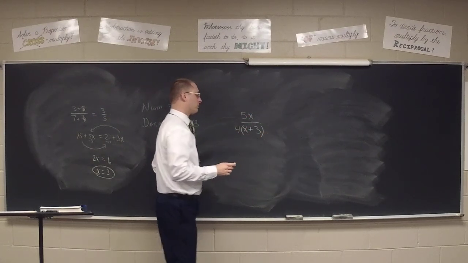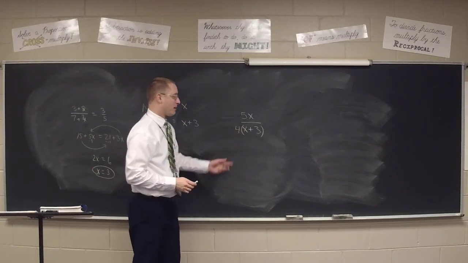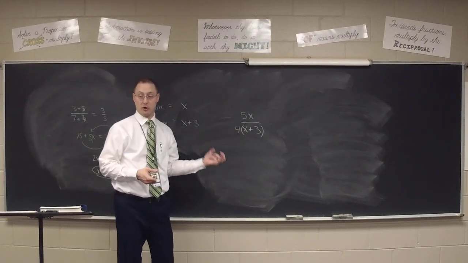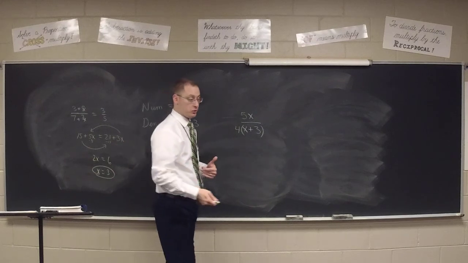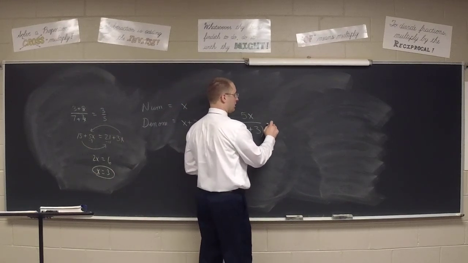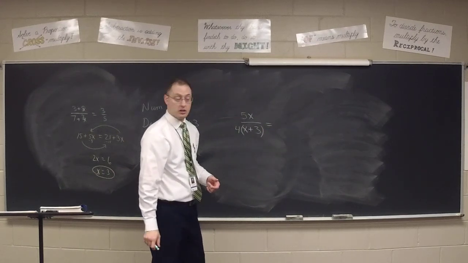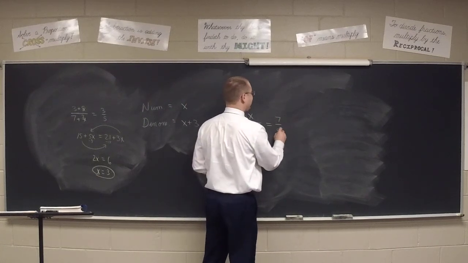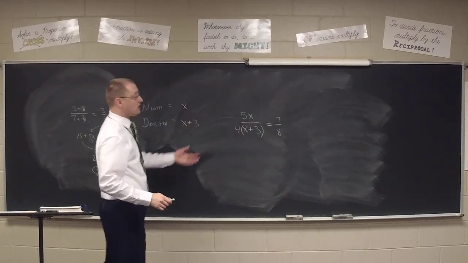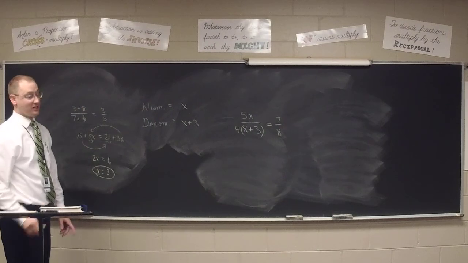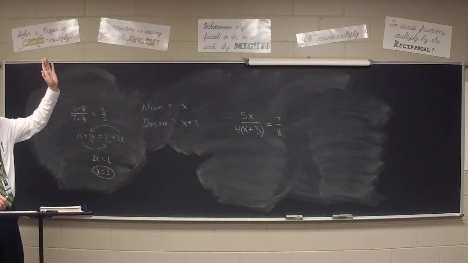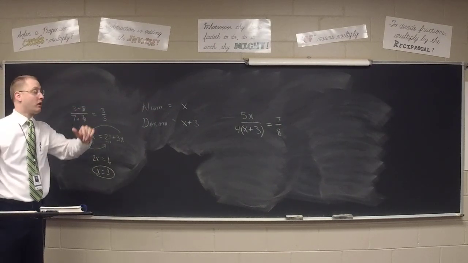And when I multiply the numerator by 5 and the denominator by 4, suddenly my fraction of x over x plus 3 becomes equal to 7/8. The original fraction ain't equal to 7/8. But once you monkey with it, now it's equal to 7/8. How many have this equation? All right, a couple of you did.